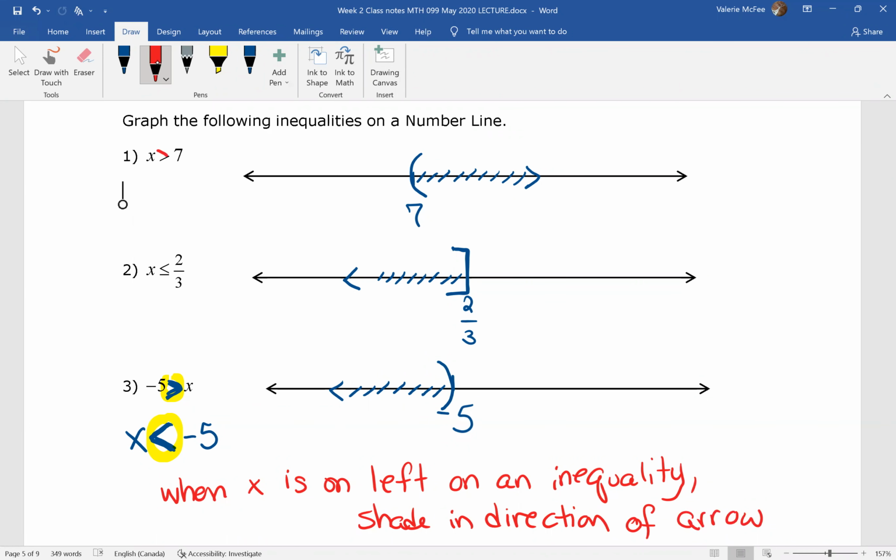So when X was pointing to the right, we shaded to the right. When X is pointing to the left, we shaded to the left.